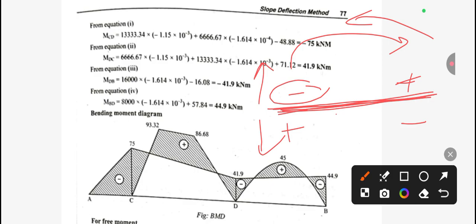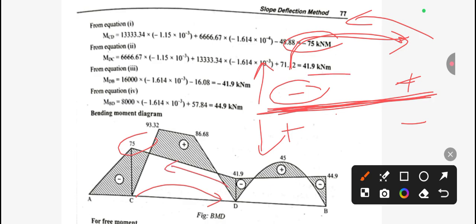So look here, for C to D we have already calculated. You can see here, for C to D our value is minus 75. We are looking from C to D, it means left to right. So left to right, the negative value will be upward, above the beam. That's why we need to take it above. And for D to C we have 41. D to C means right to left, so the positive value will be upward. So this is also upward. And similarly for D to B it is the same, 44.